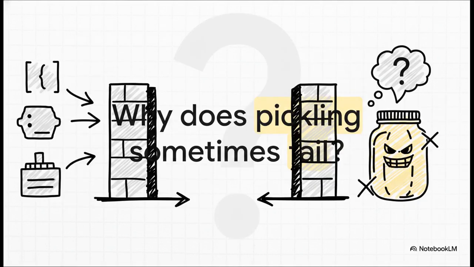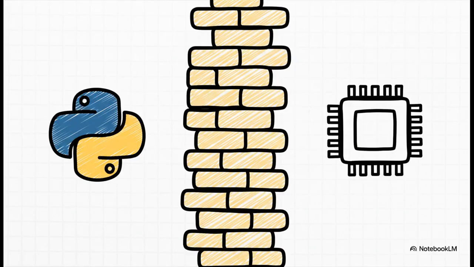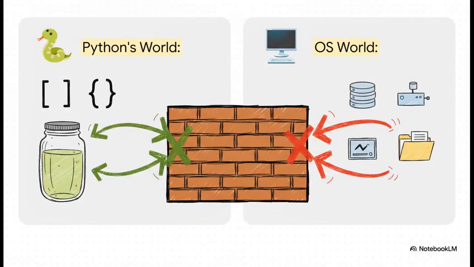So why does it fail? It turns out there's a boundary that Pickle just can't cross. Let's call it the operating system wall. It's a hard line between your code and the OS. Pickle lives in Python's world. It can't touch things the OS controls, like a database connection.